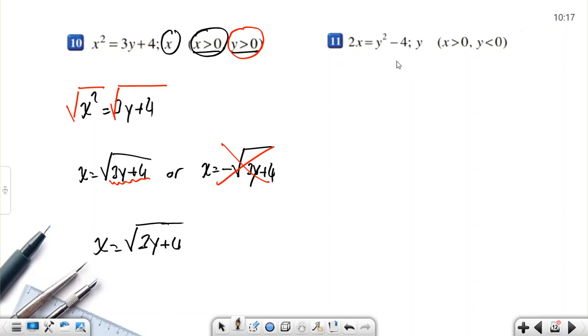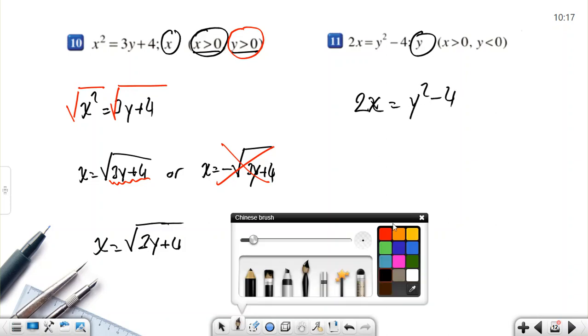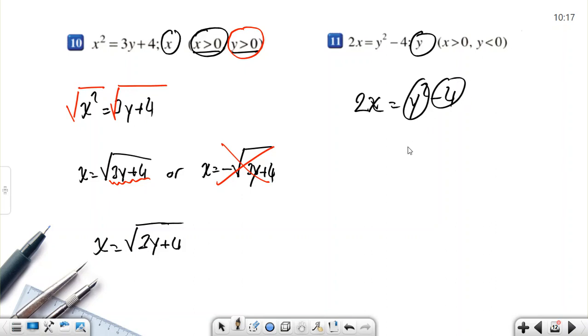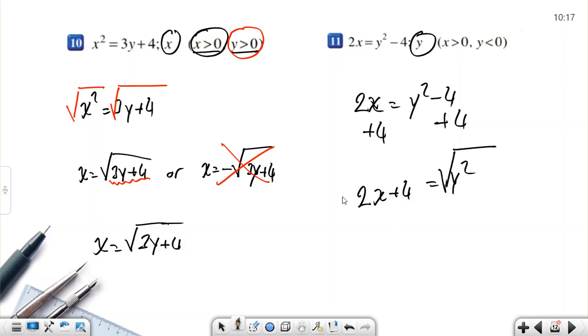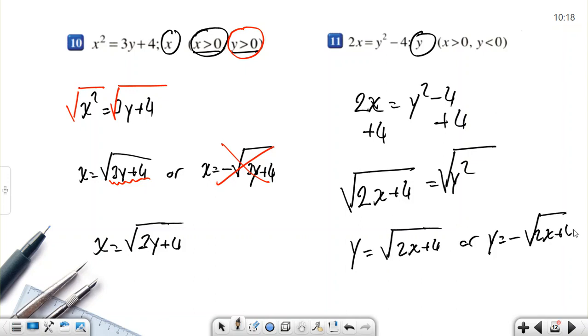Okay, let's see the next one. It says isolate the y, so 2x equals y squared minus 4. Y is here. I have another term, negative 4. So I need to cancel this term first. Plus 4 plus 4. 2x plus 4 is equal to y squared. So to cancel the square, I can use the square root on both sides. So y is equal to the square root of 2x plus 4, or the negative of it, y is equal to negative square root of 2x plus 4.